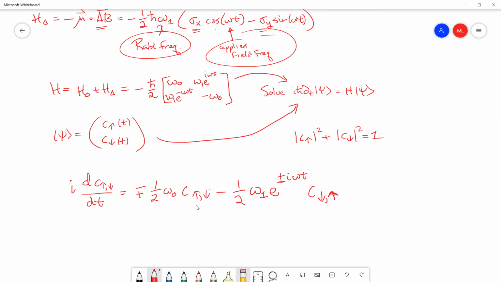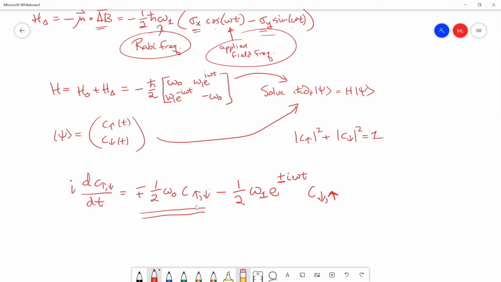So this is two different differential equations, and we want to solve them. And the way you solve these kinds of things is you want to move into a co-moving frame. So you want to move into the frame where you get rid of this term right here.